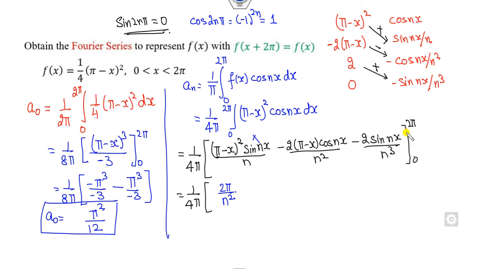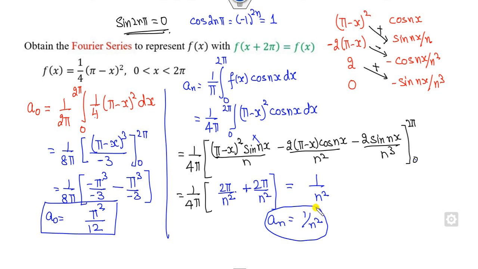Sin n pi will be 0. When you substitute 0, this part is again 0. Cos 0 will be 1. So minus minus plus 2 pi over n square. Sin pi will be 0. So it's a 4 pi, 4 pi will be cancelled out. So an will be 1 over n square.